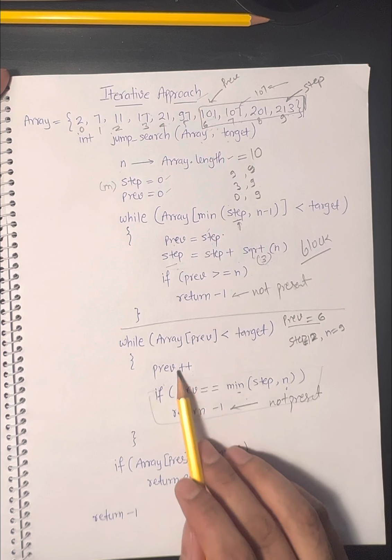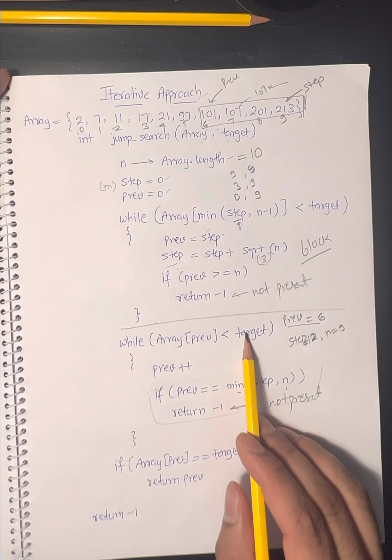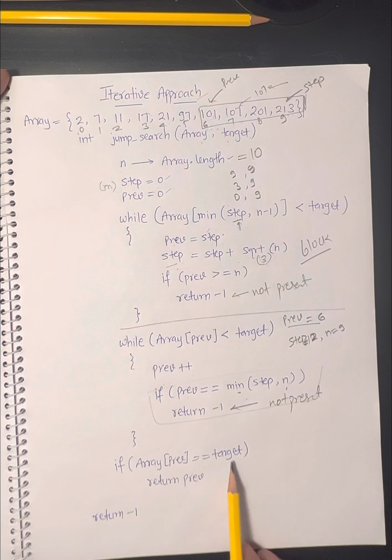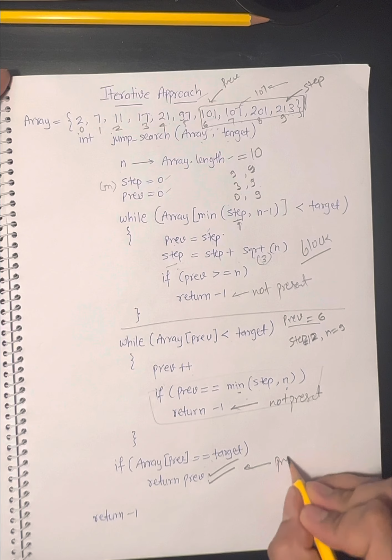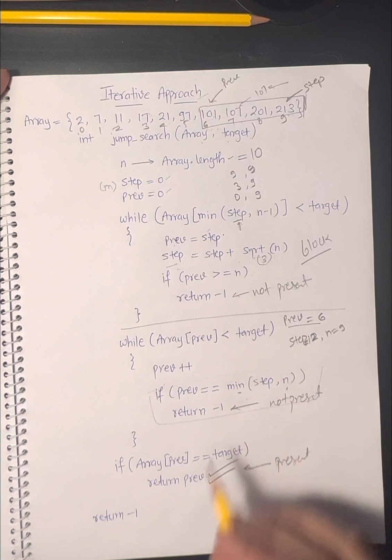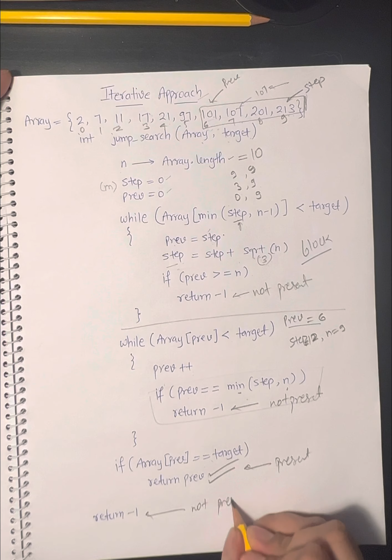And if the element is present, so it won't be less than target, it will be equal or more, then we go is equal to target. So if it is equal to the target that we're looking for, we return the previous. This is the success case, the present. Other than this, all these cases, final case, that is element is not present.